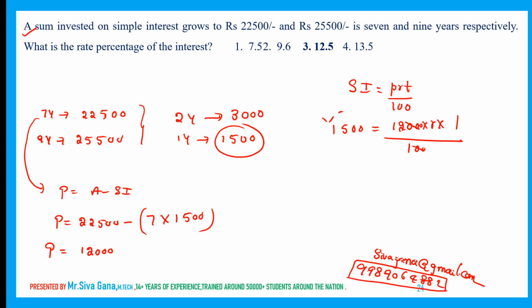12,000, right? 12,000. So rate of interest is equal to 150 divided by 12, which comes up to be 12 ones or 12 twos are 0.5. 12.5 is the rate of interest.